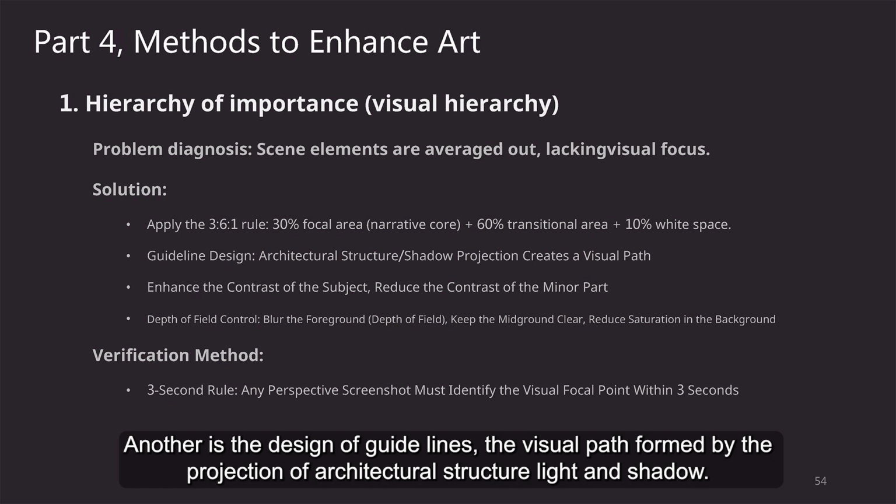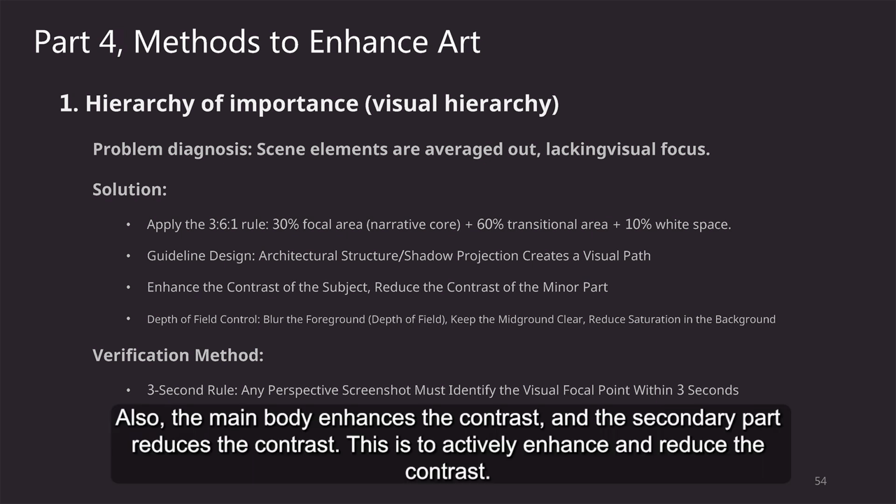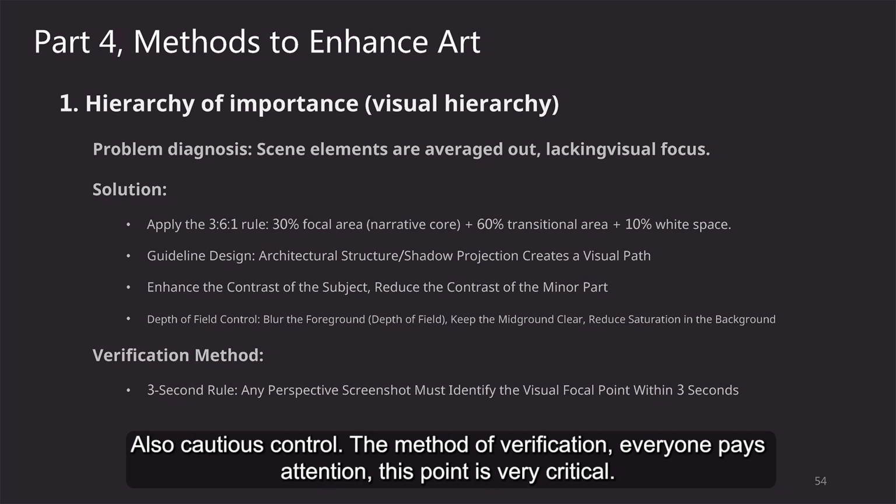Another is the design of guidelines, the visual path formed by the projection of architectural structure, light and shadow. Also, the main body enhances the contrast, and the secondary part reduces the contrast. This is to actively enhance and reduce the contrast. Also, cautious control, the method of verification. Everyone pay attention, this point is very critical.